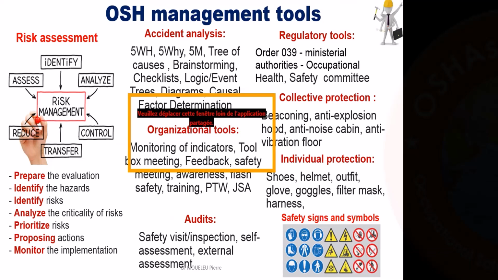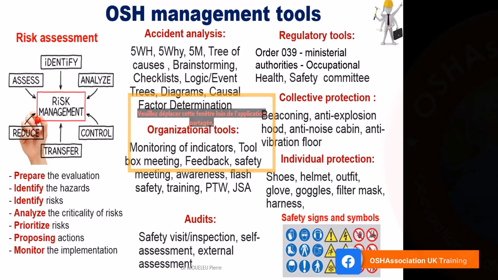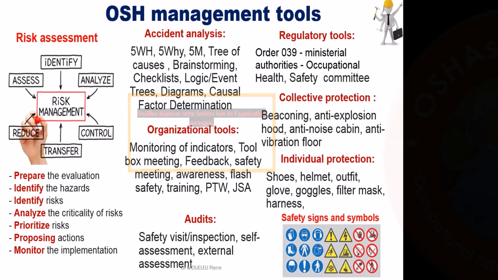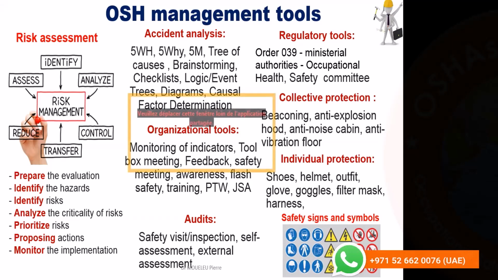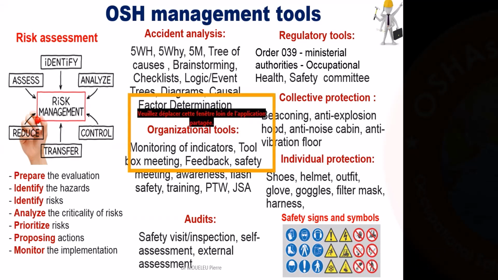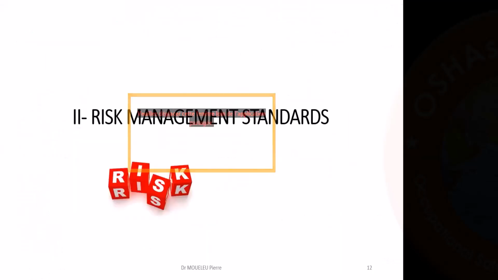There are also the collective protections that you can use in terms of safety management. We have the beaconing, the anti-explosion hood, anti-noise cabin, anti-vibration floor. We also have individual protection, or personal protective equipment. We have here the shoes, helmet, outfit, goggles. We also have filter mask, harness, and we also use here the safety signs and symbols in the company to manage risk in our companies.